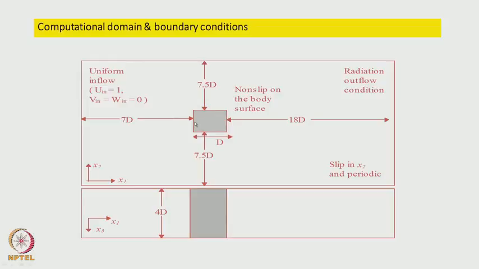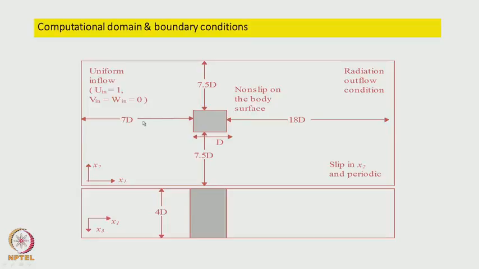What is shown here is 7d from this side of the cylinder, the inlet domain is placed at 7d. Similarly, the exit is on the rightmost side, which is placed at a distance of 18d from this surface of the cylinder. Similarly, you can prescribe the location of the boundary in the other two directions, that is x2 as well as x3.